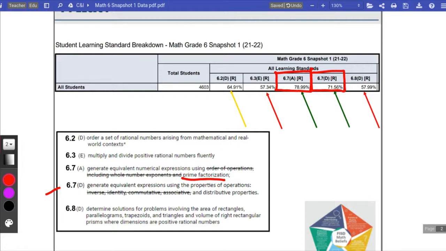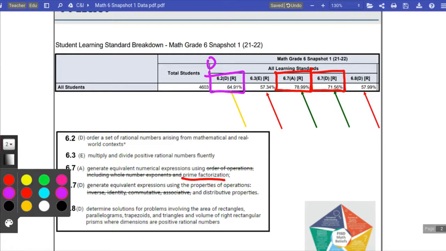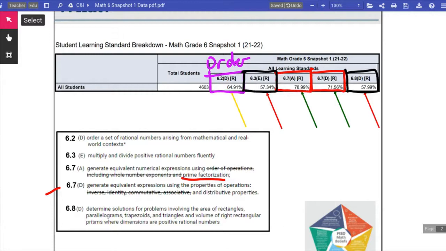Not only that, we also noticed that 6.2D, which is ordering, we're going to dive into those as well. That was one of the standards that also stood out. And also, it's good for us to look at the other standards to see what we can do about them. That will be 6.3E, which is multiplying and dividing positive rational numbers fluently, and 6.8D is pretty much geometry.